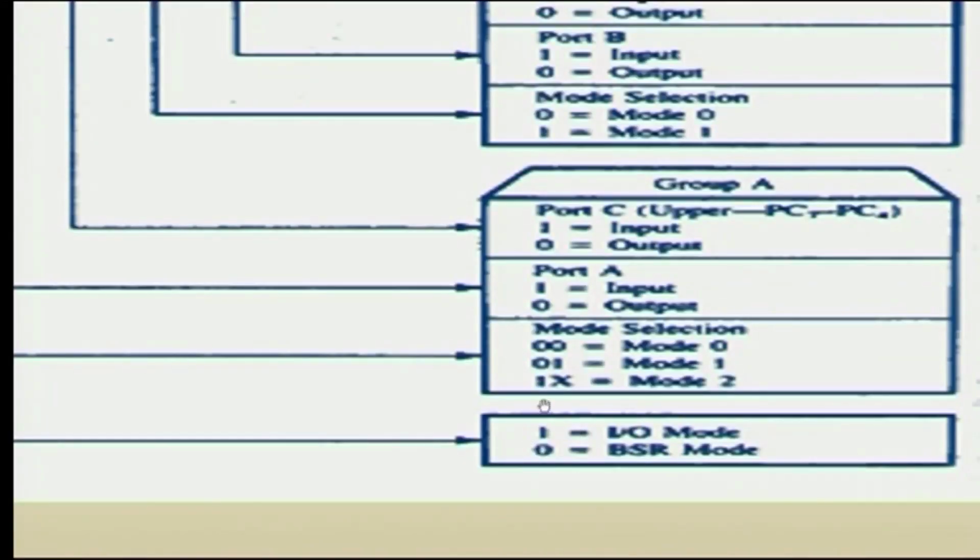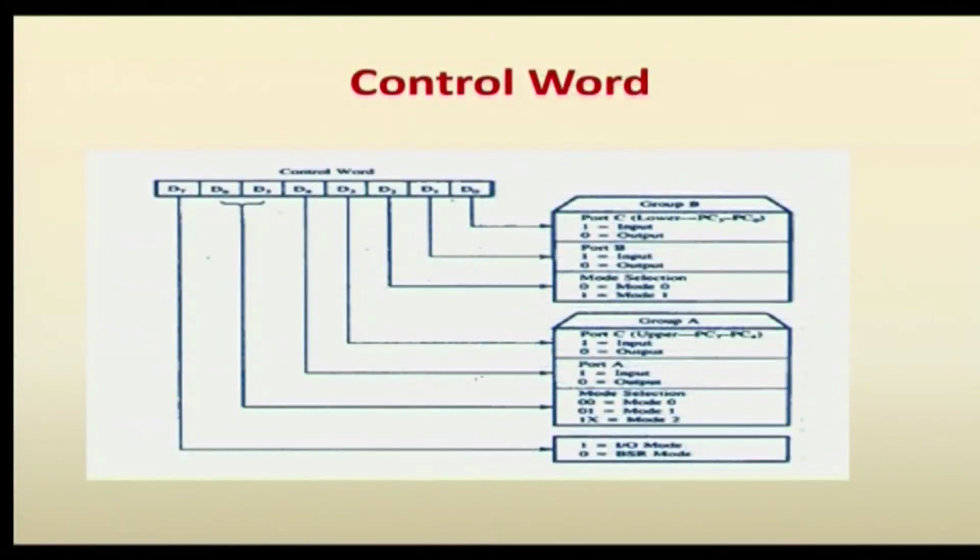The 8255 will operate in 2 modes, one is IO mode, another one is BSR mode. IO mode is simply where all ports can be used as either input port or output port. BSR mode is reserved only for port C. BSR is bit set or reset mode. When bit D7 is 1 it selects the IO mode, when it is 0 it selects the BSR mode. So, this is the control word format. The first 3 bits are reserved for group B, the next 4 bits for group A, and the last bit for selection of the mode of operation in 8255.